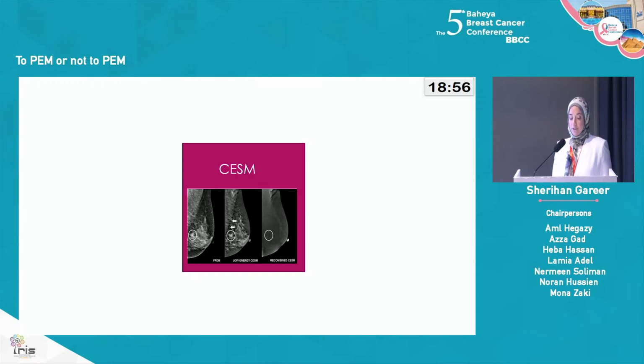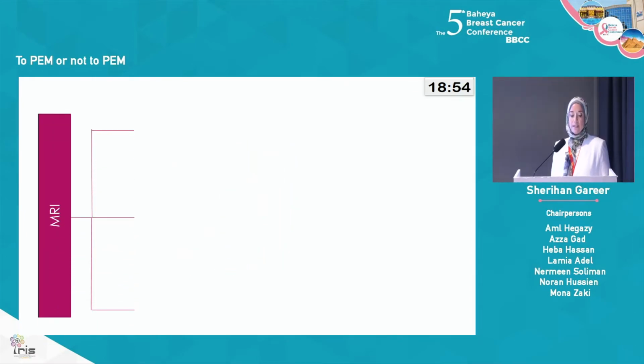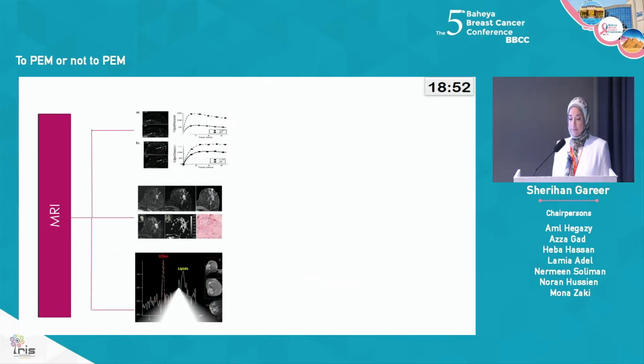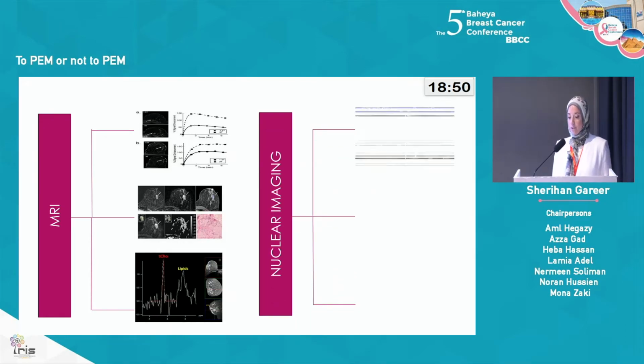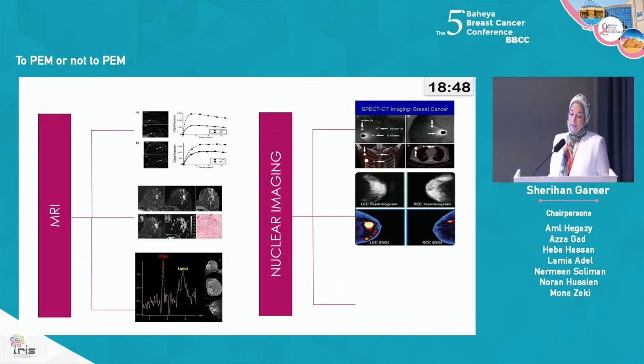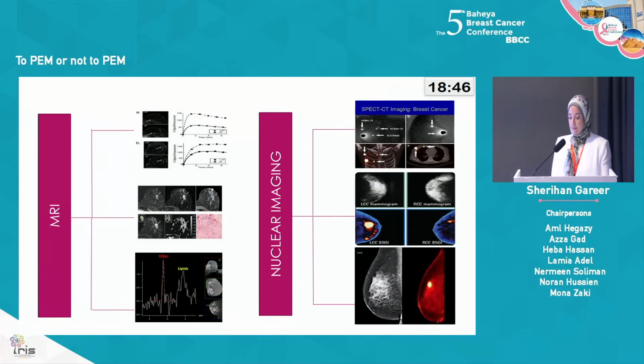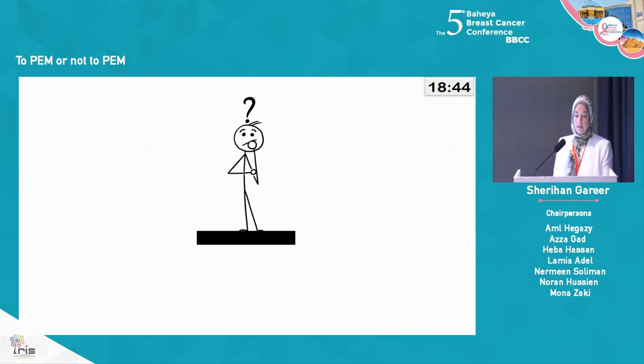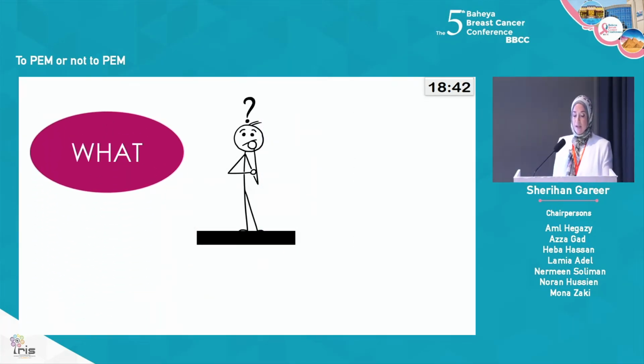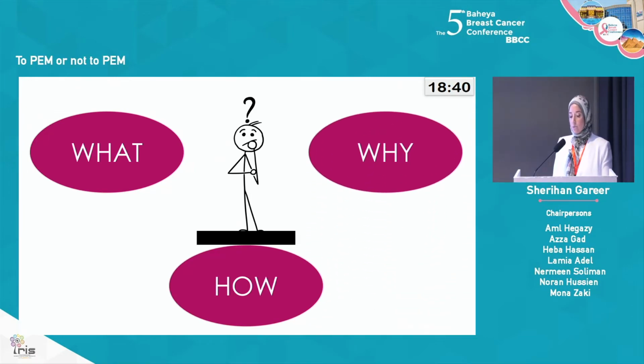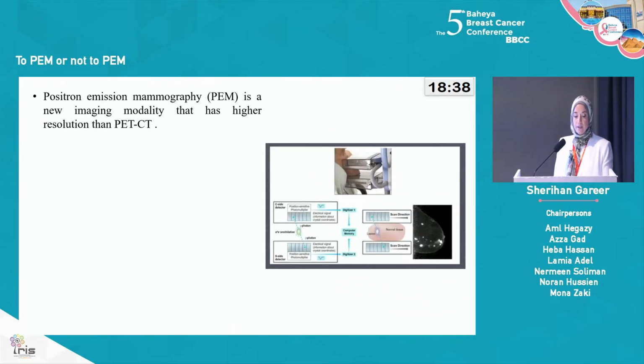These functional images include contrast-enhanced spectral mammography, MRI with all its weighted images, and the nuclear imaging, which includes SPECT, BCGI, and PEM. So what is PEM? How is it done? And why should we use it? Positron emission mammography, or PEM, is a relatively new imaging modality that has higher resolution than PET-CT.